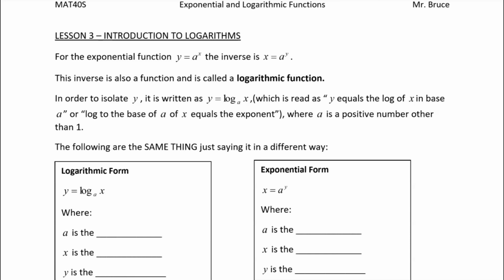Hey everybody, welcome back to another math lesson. Today we're going to be moving on to lesson 3 of our exponential and logarithmic functions unit. And we're going to be talking about and introducing what logarithms are. Alright, so let's get started.